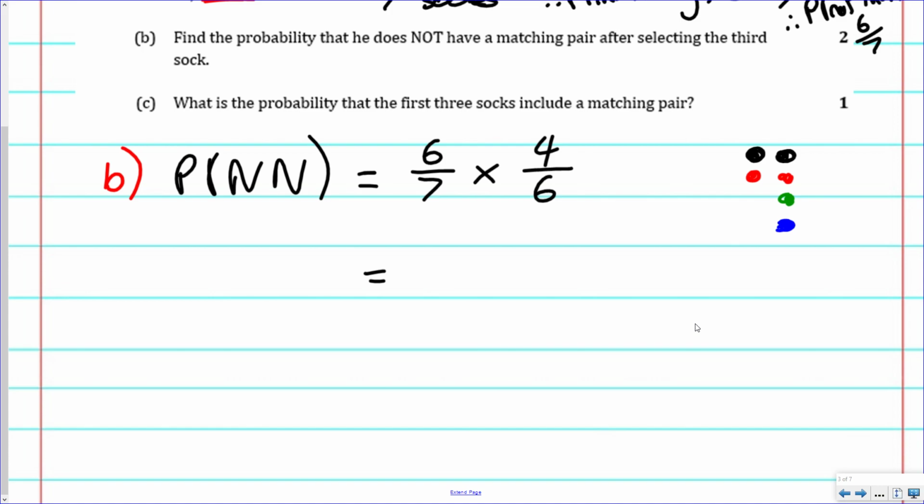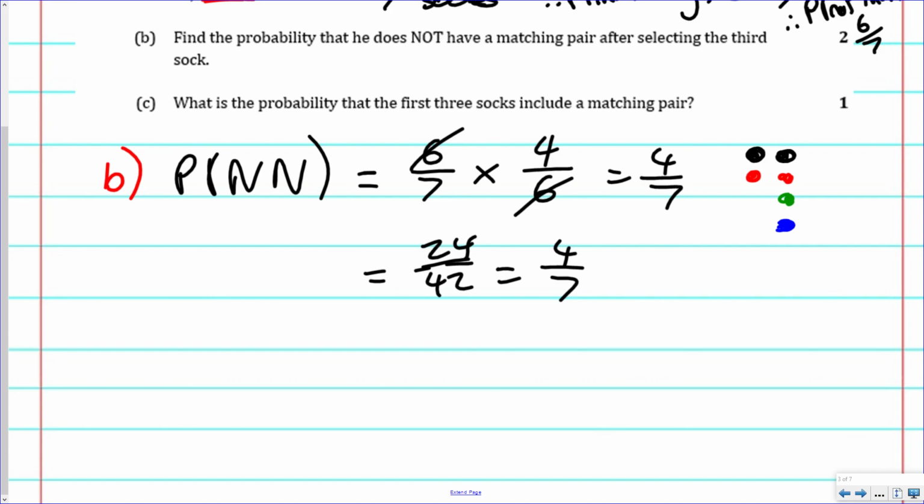So you could just do 24 over 40. Sorry, not 20. Yeah, 24 over 42. Try that again. 42, which equals 4 over 7. Or you could have easily just crossed out these 6's across ways and you get 4 over 7 as well.